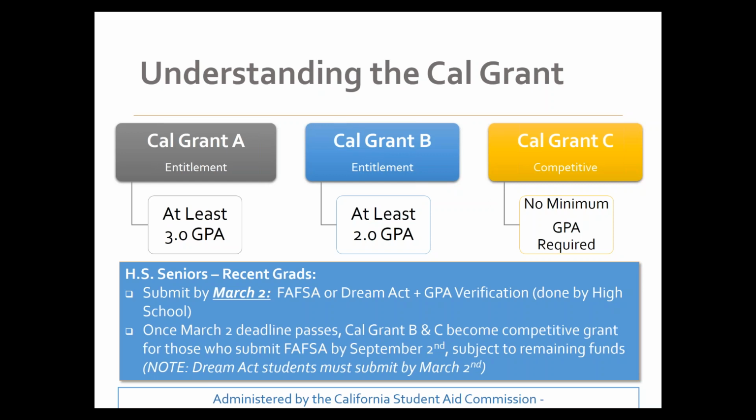So it takes 2. They have to make sure that FAFSA is in by March the 2nd, and they have to make sure their high school counselor submits their GPA to the California Student Aid Commission by March the 2nd in order to be eligible for either of the Cal Grants. Once the March 2nd deadline passes, they can still be eligible for Cal Grant, but it becomes more competitive, meaning more than likely their chances of receiving it are going to be lower. So they have to communicate with their high school counselor and make sure that they submit that GPA by March the 2nd. Next slide.